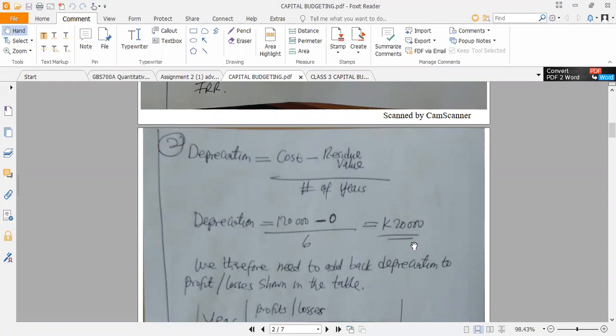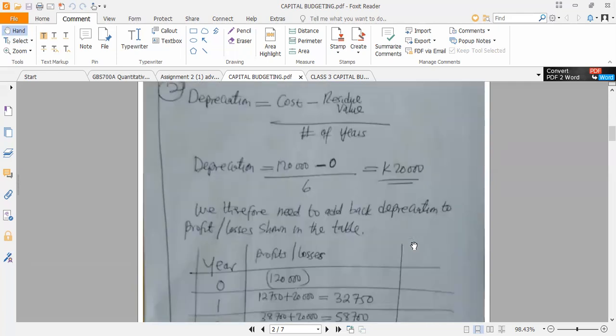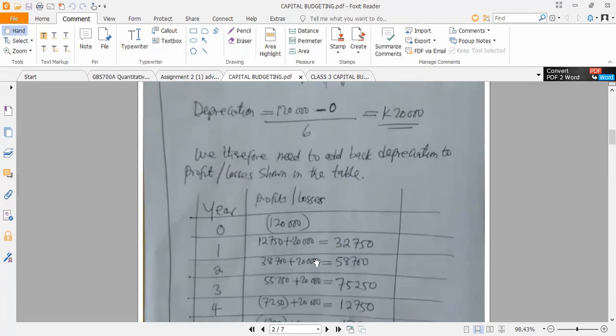In this case, we therefore need to add back depreciation to the profits or losses shown in the table in order to get our original cash flows as they come. You have to add back the depreciation so that we get the original cash flows. So for year zero, we are making an investment of 120,000. Then the cash flow for year 2 will be the 12,750 plus the 20,000 depreciation.